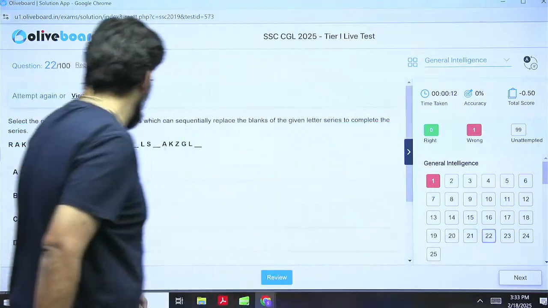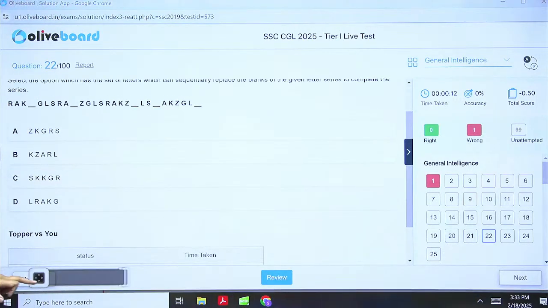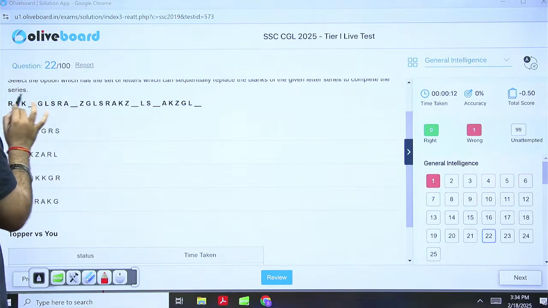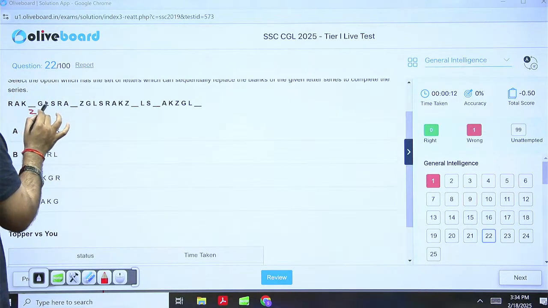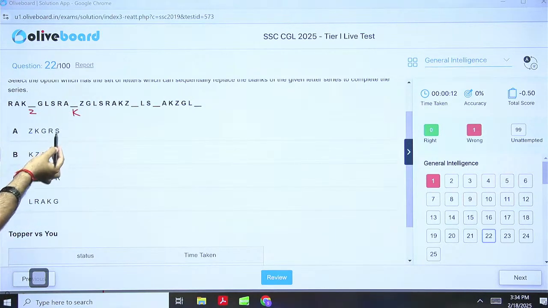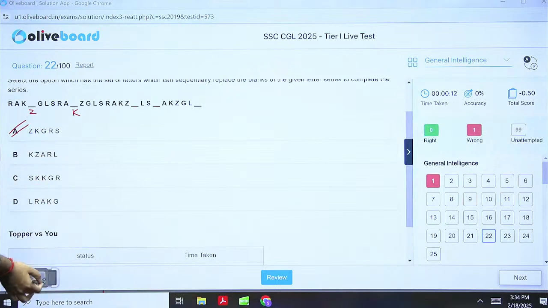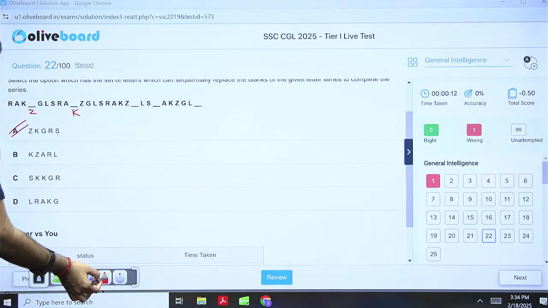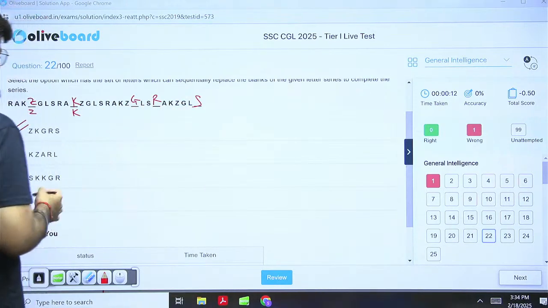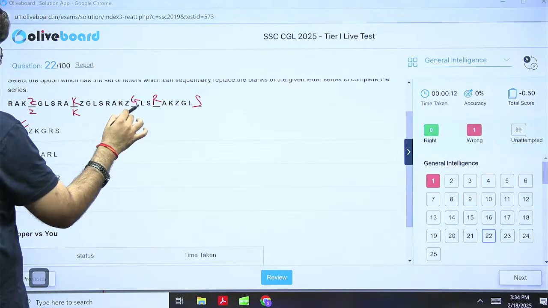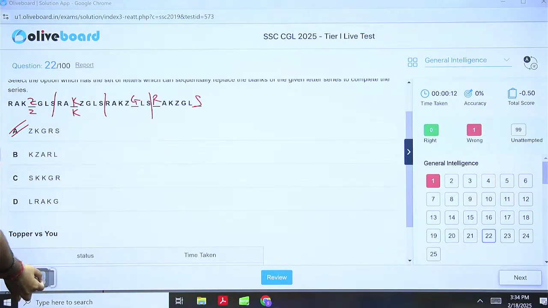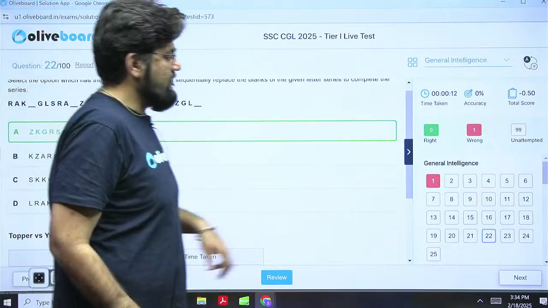Question number 22. If I look at 22, I just need to complete this, and simple observation will help you. Filler based questions. GLSRA, A-Z, A-K. So probably this is Z. Then we have GLS, yes, GLS, RAKZ. Now we have to have the first two letters as Z and K, which is only in option A, so that has to be your correct answer. You can put it and check. ZK, GLS. Now we can see RAKZGLS is the repeat pattern. Right? And we've got our answer. Option A is the right answer. Extremely easy, guys.